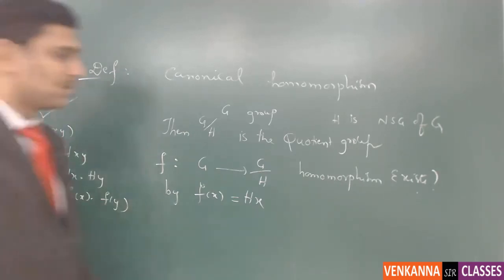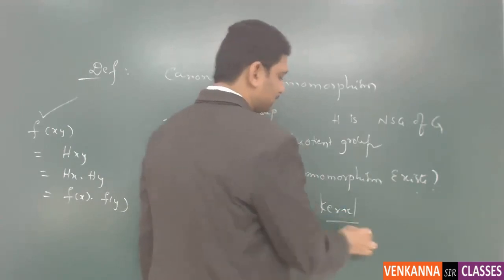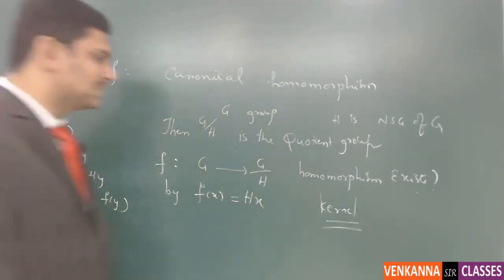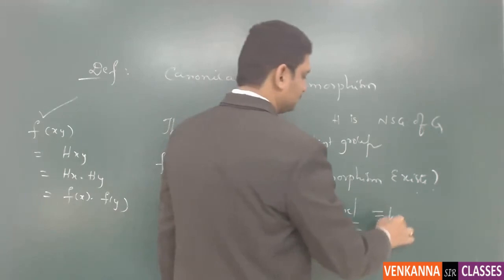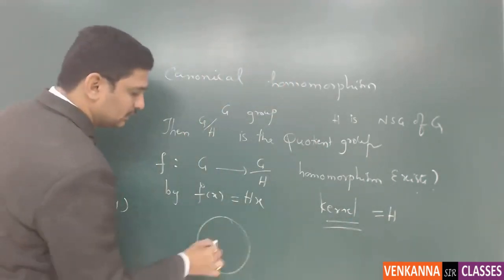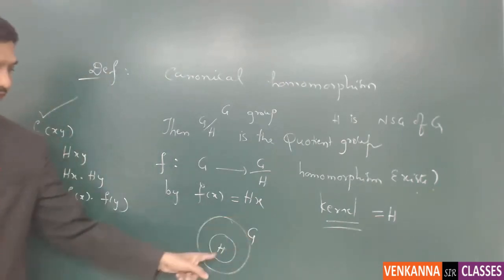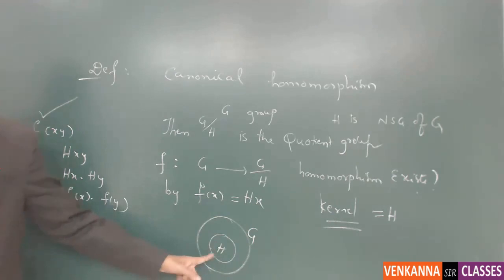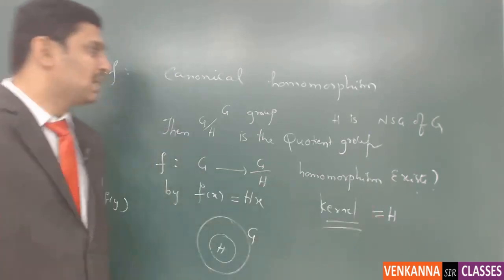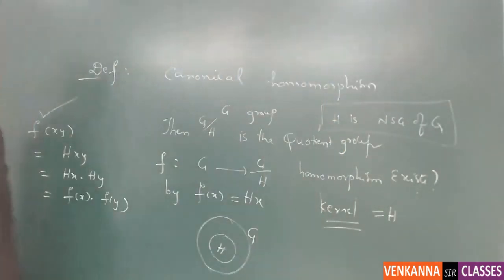And if you ask what the kernel is, the kernel is nothing but H here. Because in G, H is the part. So the kernel is nothing but H, and you have taken that H is a normal subgroup of G. So this is the objective.